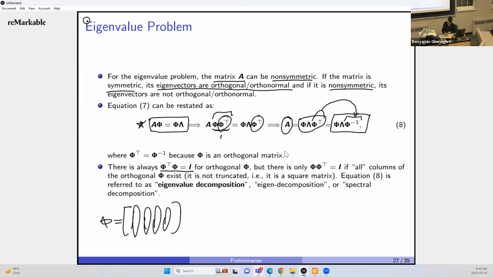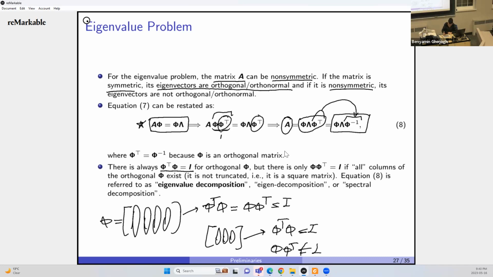When we have this orthogonal matrix, if we don't truncate it, it means that if we have all of its columns, phi transpose phi and phi phi transpose are both the identity matrix. If I take only a few of the columns, I truncate, I get rid of some of the columns. I always have phi transpose phi equals I, but phi phi transpose is not I anymore. An important thing.